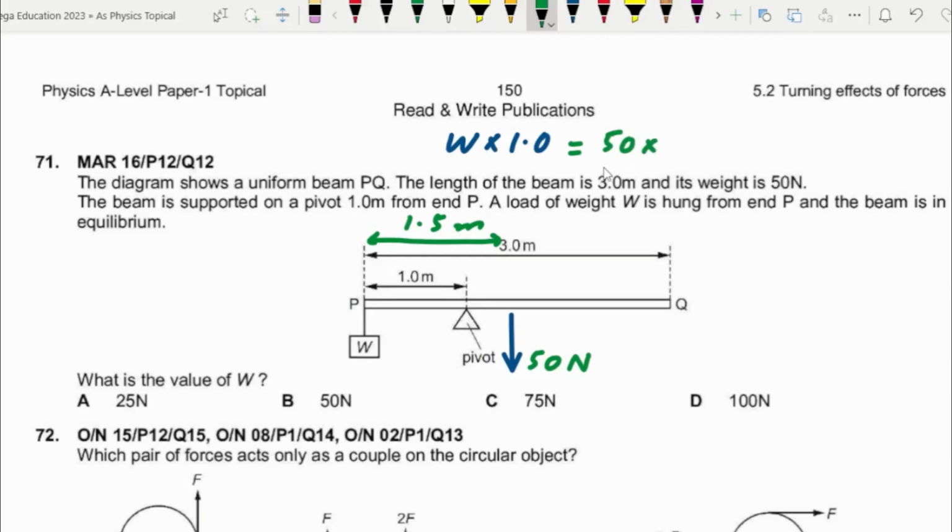So you're very susceptible to make this mistake. Don't consider 1.5 meter as the distance, because we need to find the distance of this force from the pivot, not from anywhere else. So out of 1.5 meter, you have 1 meter on the left side, and what are you left with? You're left with half a meter. So 0.5 you write over here. So 50 times 0.5 would be 25. So for 71, A has to be the right answer.